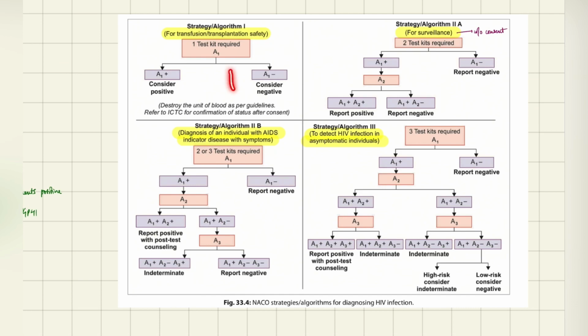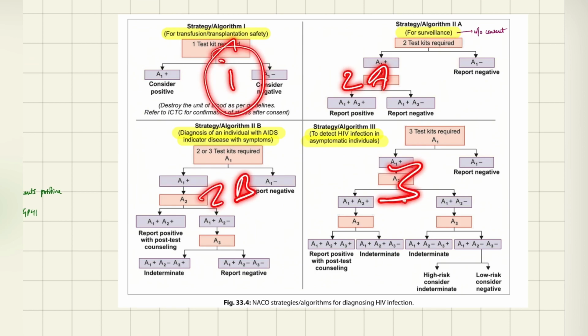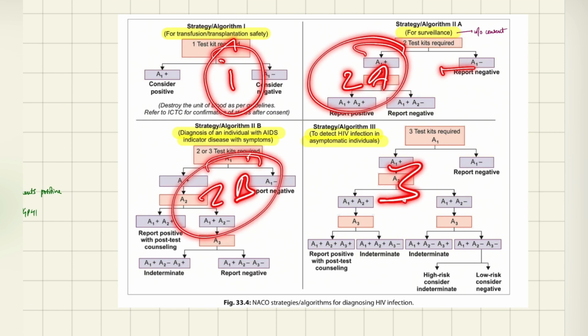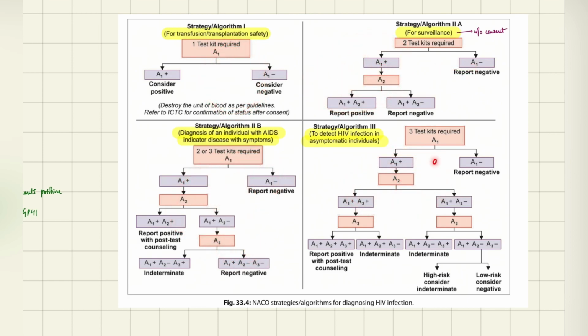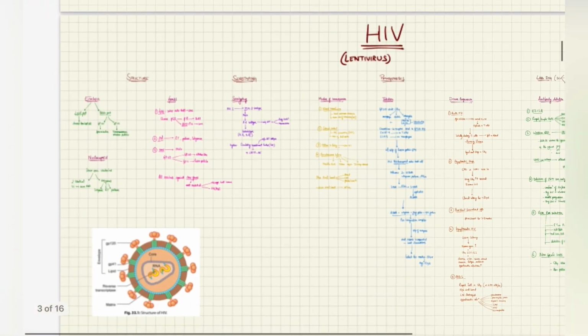So, we have 4 strategies: 1, 2A, 2B, and 3. First was for blood transfusion, second was for surveillance without consent, third was for patients who come with symptoms of AIDS, and fourth is for HIV infection in asymptomatic individuals. This is it for HIV.